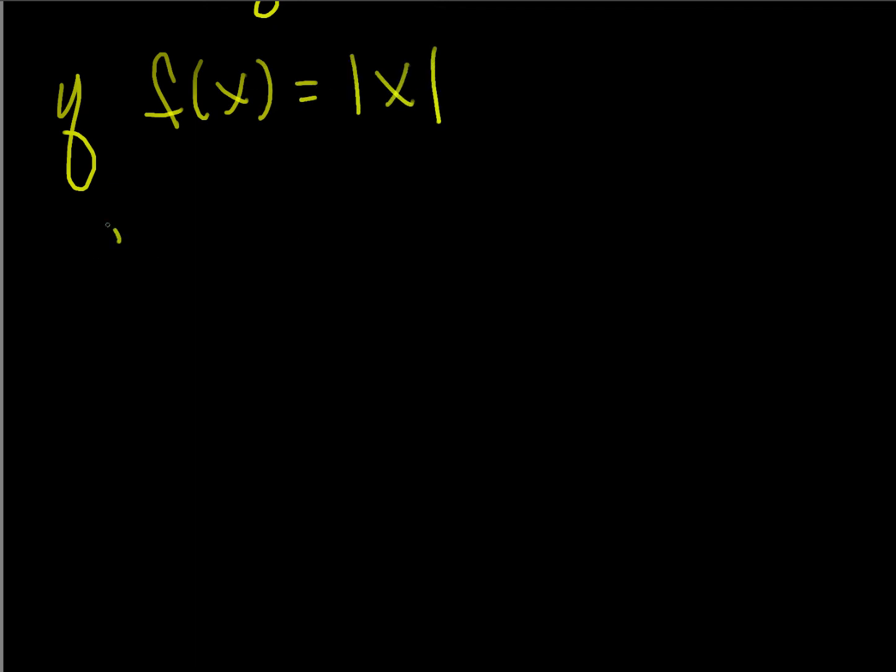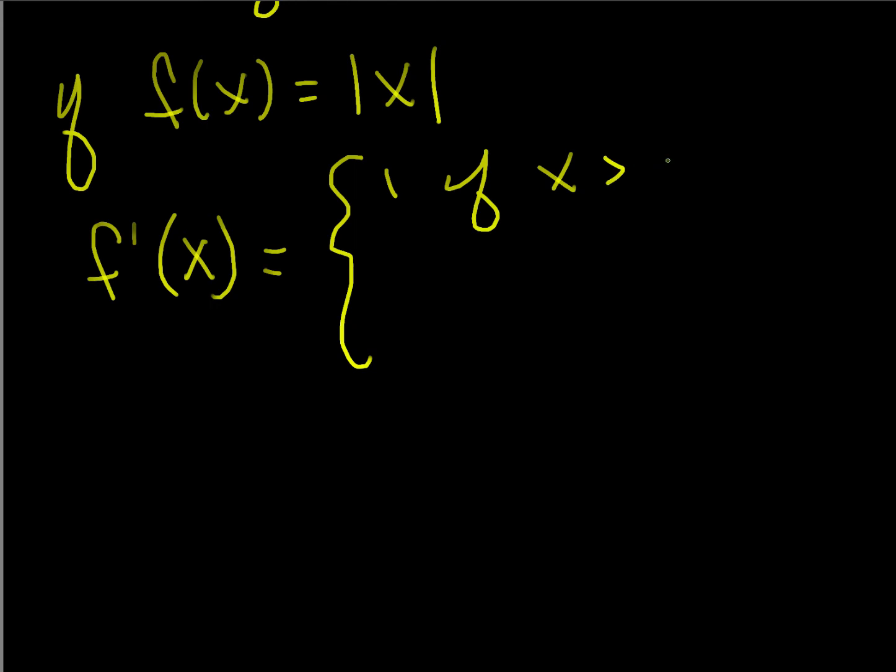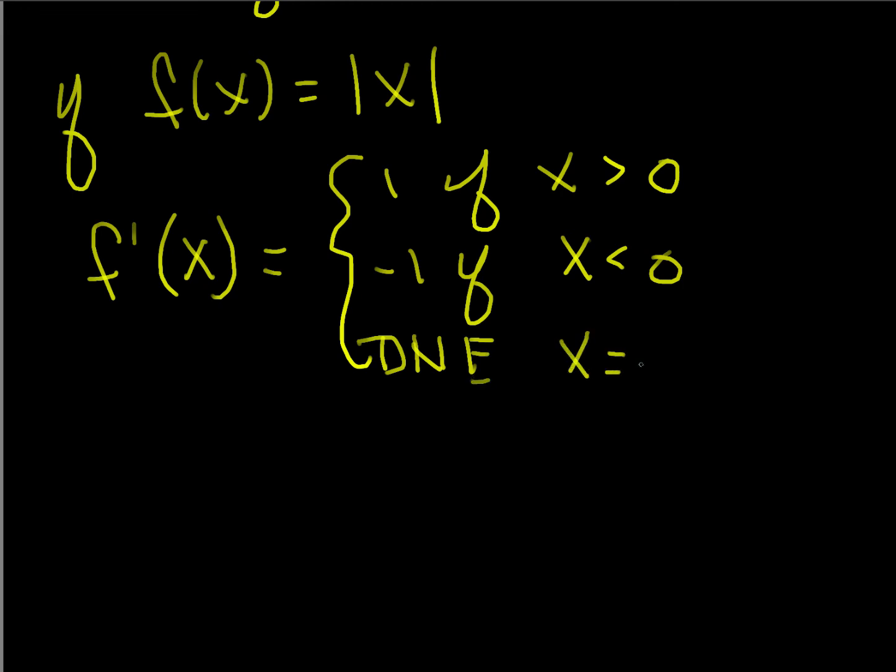So we can formally say that if f of x is the absolute value of x, then its derivative is itself, just like absolute value, a piecewise function. Its derivative is 1 if x is positive and non-zero, negative 1 if x is negative and non-zero, and it doesn't exist for x being equal to 0.